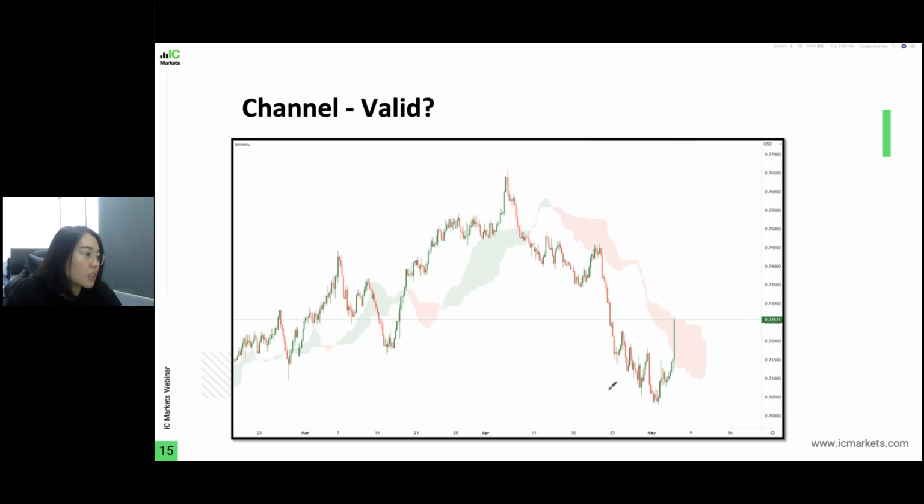This channel would actually cut through. I don't even know if you guys can see my mouse hovering. Can you see my mouse hovering around here? Okay, probably not. So if I were to draw a channel, I'll draw the top part. The top part looks perfect.